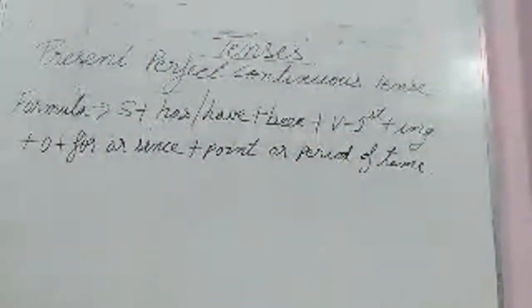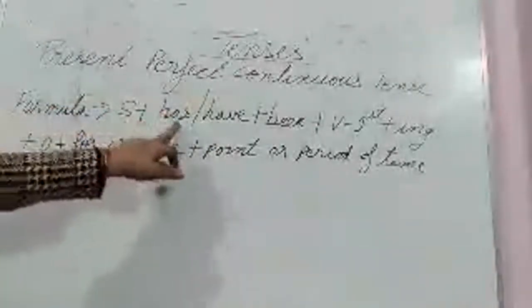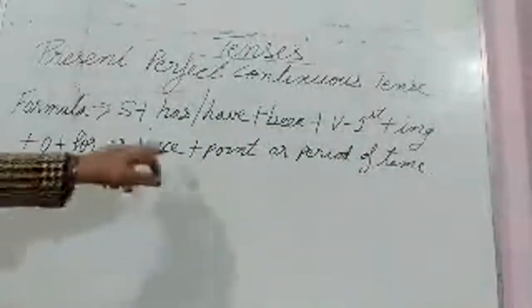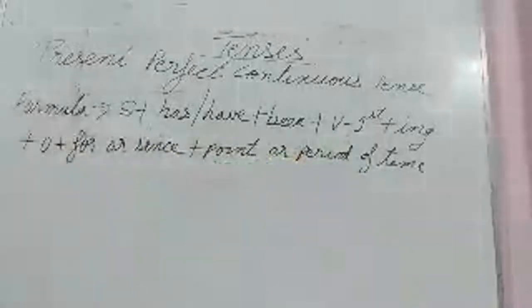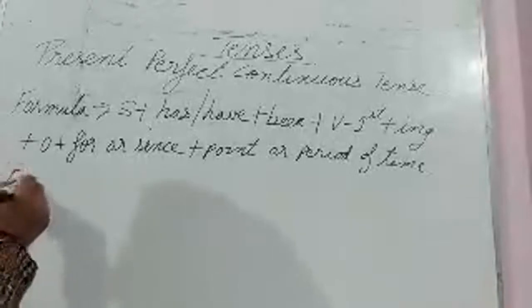So this is the formula related to present perfect continuous tense. The formula is subject plus has slash have, where slash means or. So subject plus has or have, depending upon whether the subject is singular or plural, plus been plus verb first form plus ing plus object plus for or since plus point or period of time. So this is the formula of present perfect continuous tense. Let's see the example of it to make it more clear.